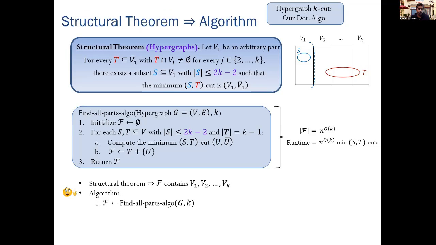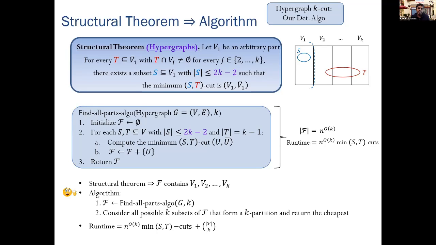Enumerate this family F using this procedure. Now consider all possible K subsets of the family that form a K partition and return the cheapest. The correctness of the algorithm follows from the fact that the family F contains all parts of the optimum K partition. And the runtime is the time to compute the family plus the size of the family choose K, which is n to the order K squared.